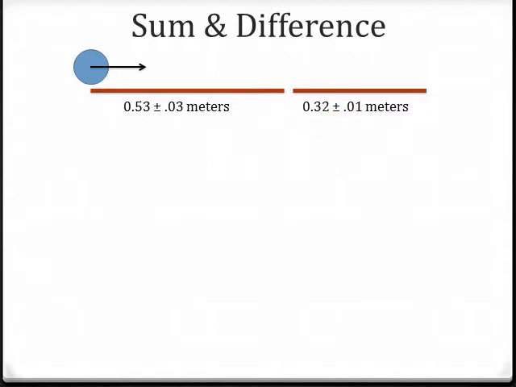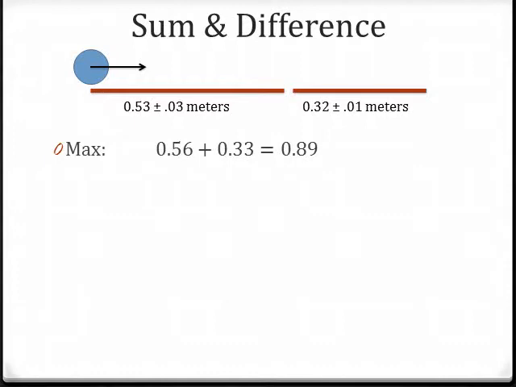Now, if we want to find the total distance traveled for this object, we'd obviously have to add these two together. If we want to know the uncertainty of the final result, we need to look at what the maximum possible answer could be and the minimum possible answer could be. So the maximum possible answer would be if we added 0.03 to this number and added 0.01 to that number, right? We'd get the maximum possible answer of 0.89 meters.